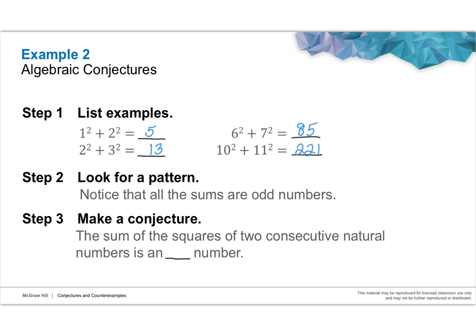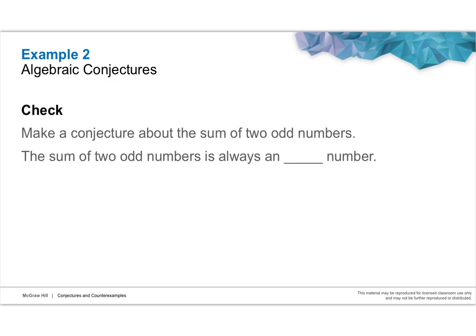And if we look for a pattern in the outcomes of these sums, we notice that all the sums are odd numbers. And so we're going to make a conjecture. It says the sum of the squares of two consecutive natural numbers, we're going to conjecture that that is an odd number always. Take a pause in the video here to make a conjecture about the sum of two odd numbers.